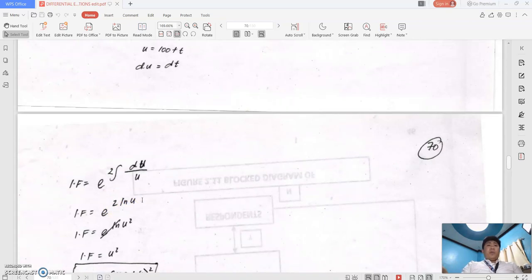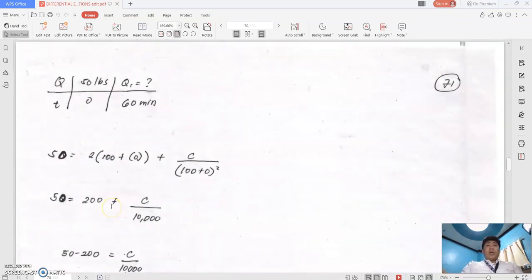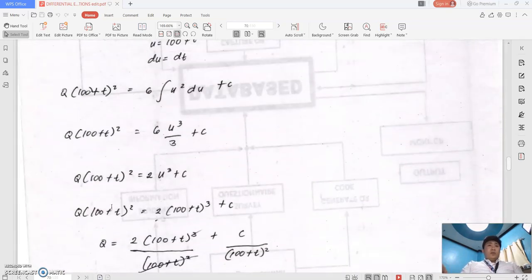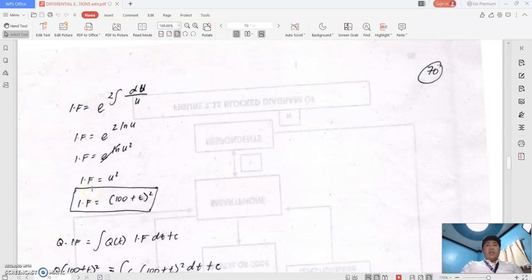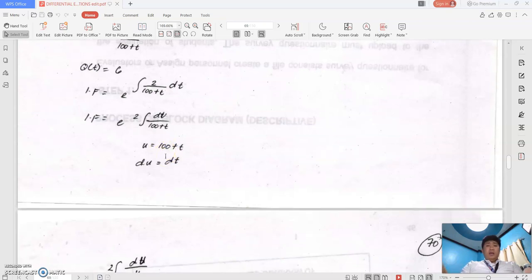So e raised to the power of ln, that is 1. So what remains is u squared. Since our u is 100 plus t, which is this one, 100 plus t.